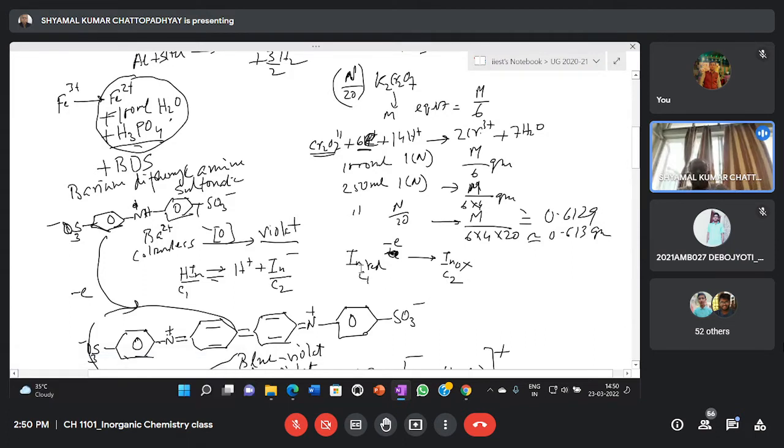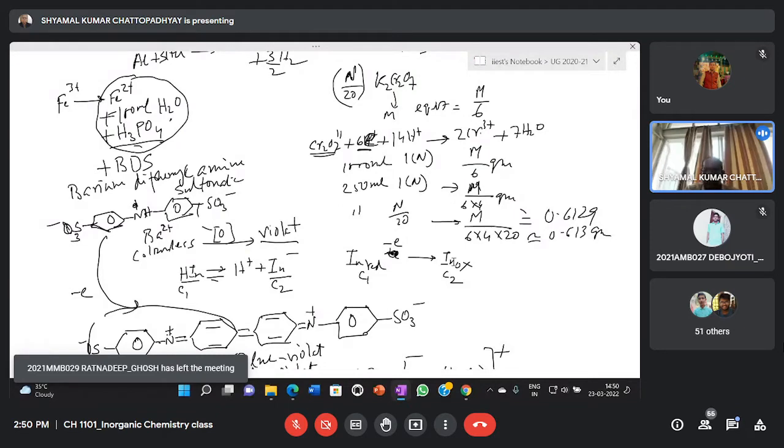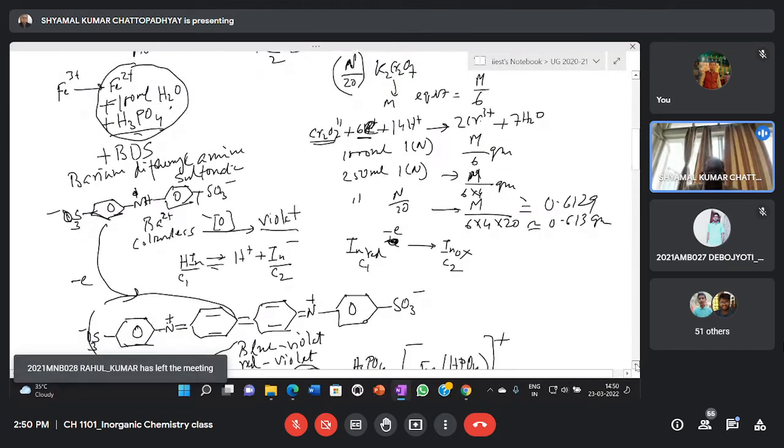So for instance, in this case, initially the indicator was in the reduced form, and then when the titration is complete, when you add excess oxidizing agent, then using that oxidizing agent, the indicator's reduced form is converted to the indicator's oxidized form, and it shows a strong color change. So this is the theory of the redox indicator.